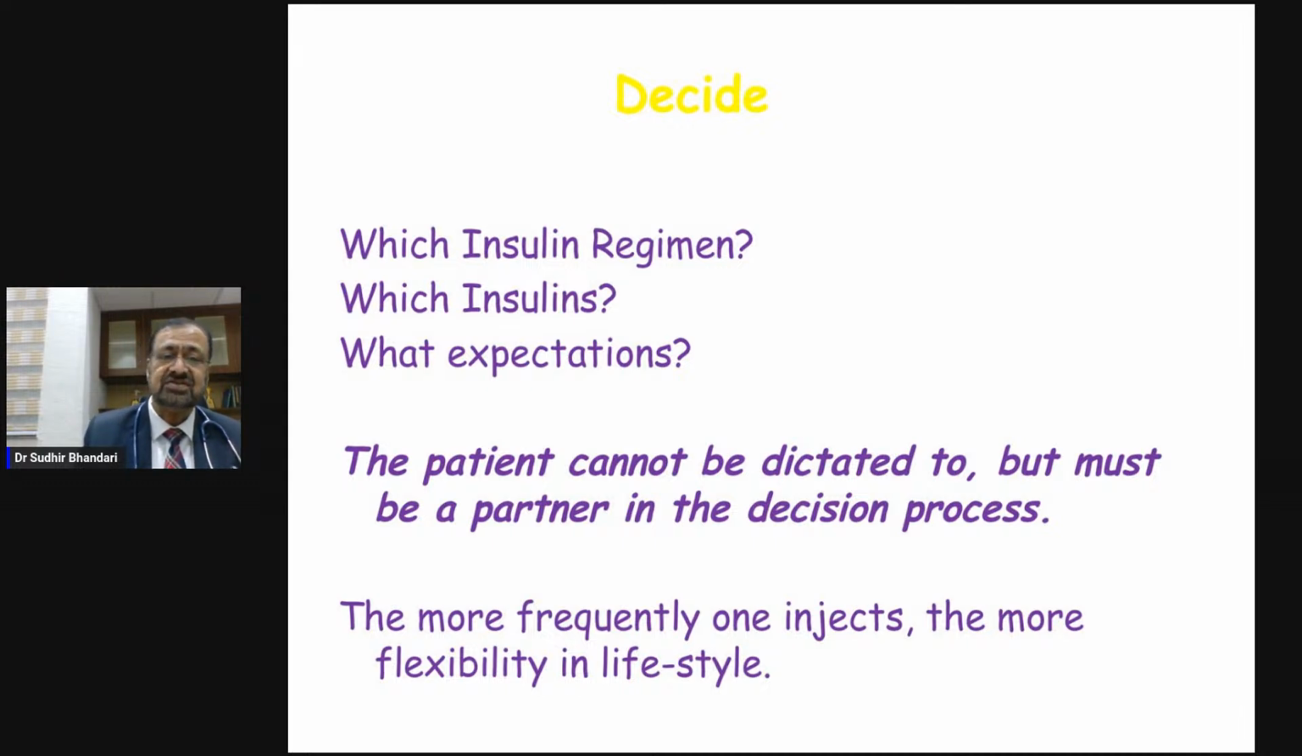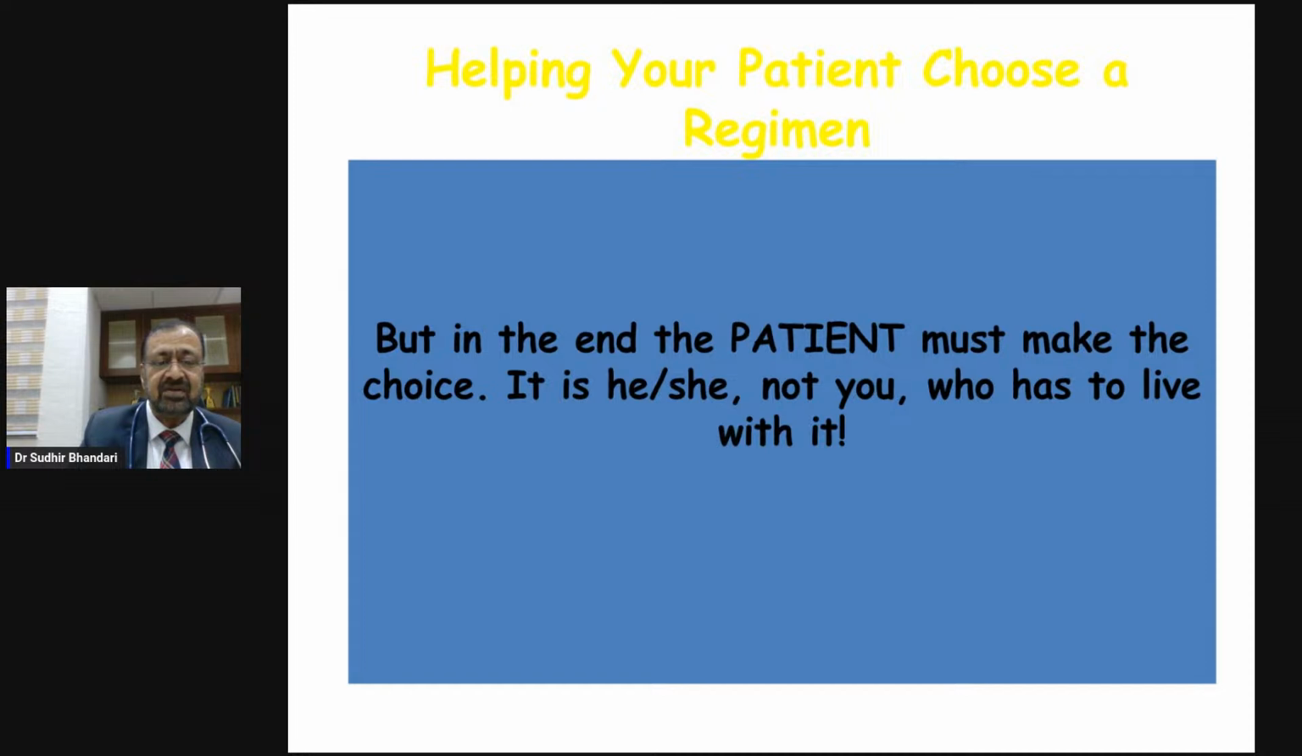If there's a history of hypoglycemia, we'll have to be very careful about short-acting insulin, which causes a lot of hypoglycemia. We'll have to go for basal or long-acting insulins, which have a lower incidence of hypoglycemia. And what are the expectations, how much do we want to bring the HbA1c down? The patient cannot be dictated to, but must be a partner in our decision-making whenever we plan for insulin therapy. So this is the first crux: to overcome the challenge of starting insulin therapy, he should be a partner.